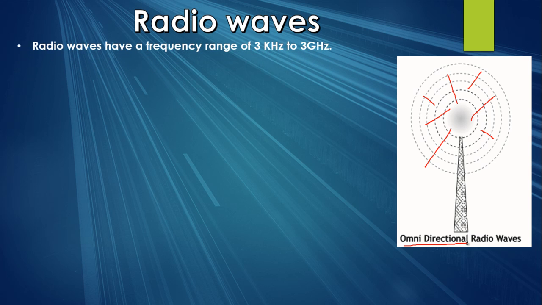So the points of the radio waves are: the radio wave has a frequency of 3 kilohertz to 3 gigahertz. This is basically the frequency range of radio waves. All the signals which are used for sending data using radio waves use frequencies between 3 kilohertz and 3 gigahertz only. Okay, so this is the frequency range.